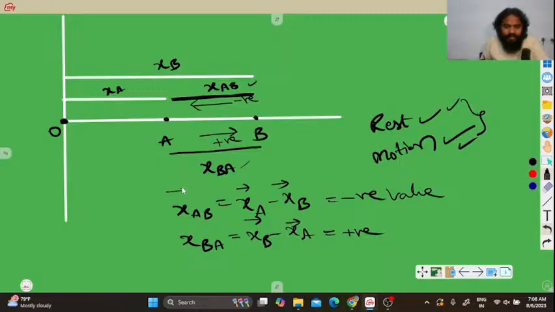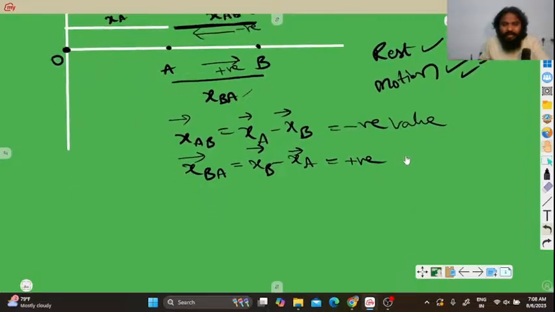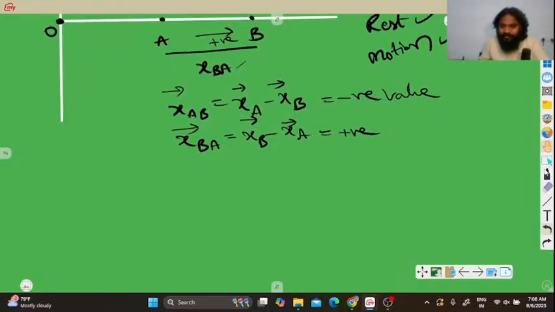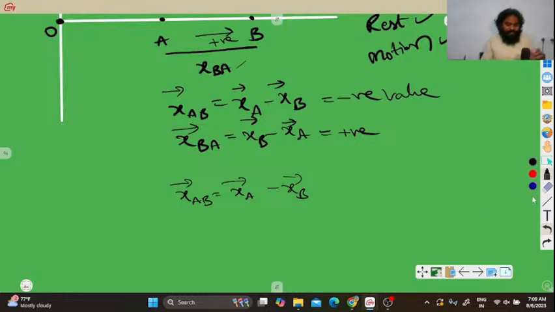Now this is motion in one dimension. We got XAB equals XA minus XB, the position of A with respect to B. Definitely you will get a negative value because particle A is on the left side of B, with respect to the sign convention. Now what you do is differentiate both sides, then what happens?